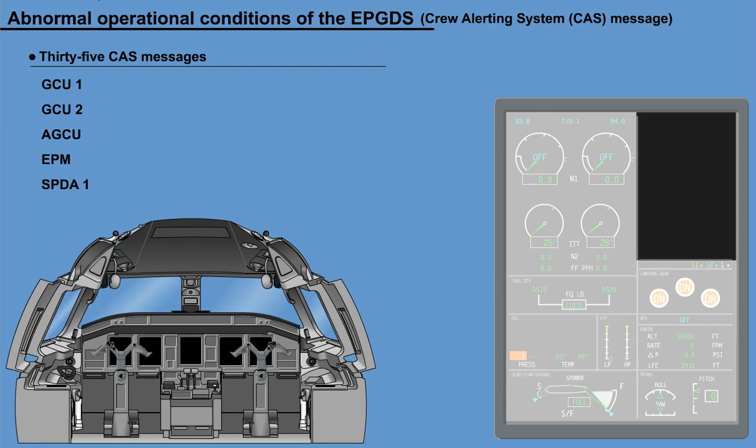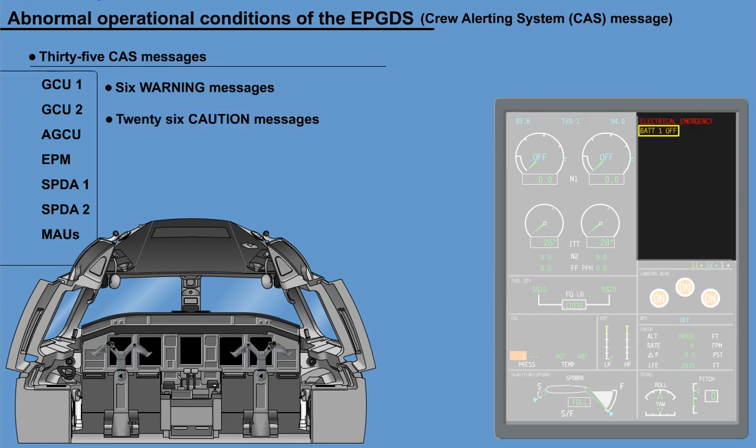SPDA1, SPDA2, and associated MAUs. 6 of the messages have been designated at a warning level, 26 of the messages at a caution level, and 3 have been designated at an advisory level.